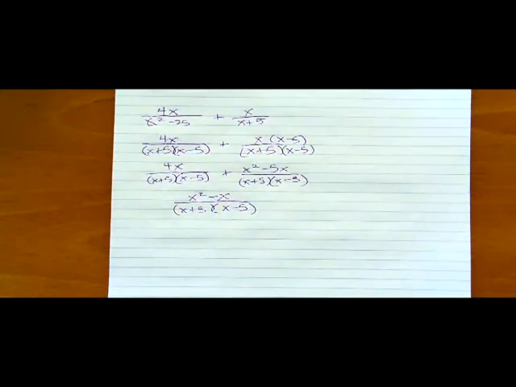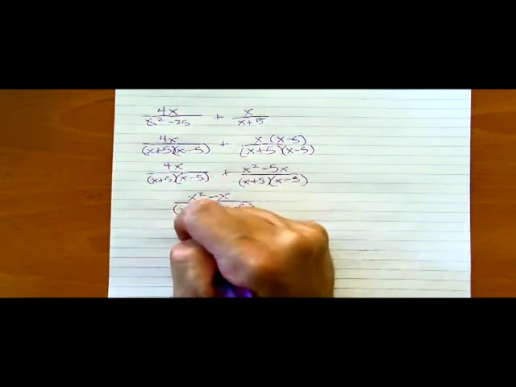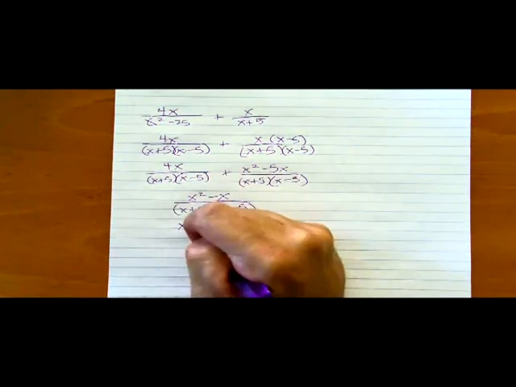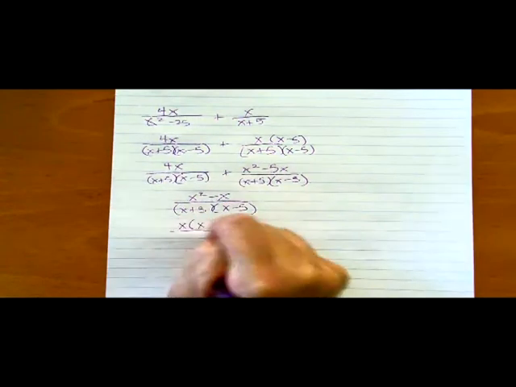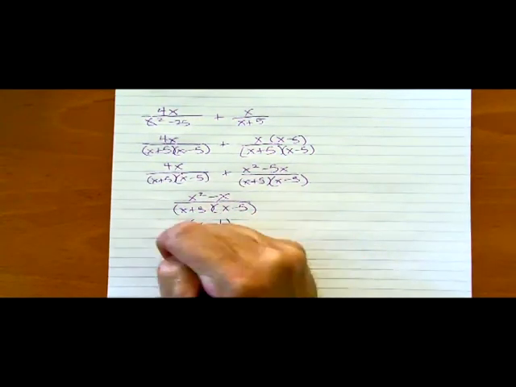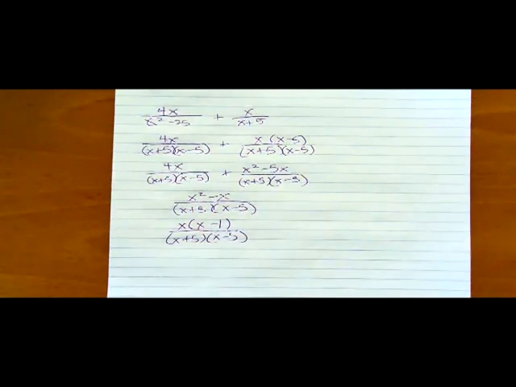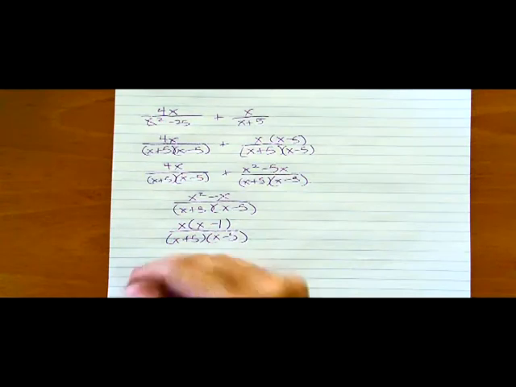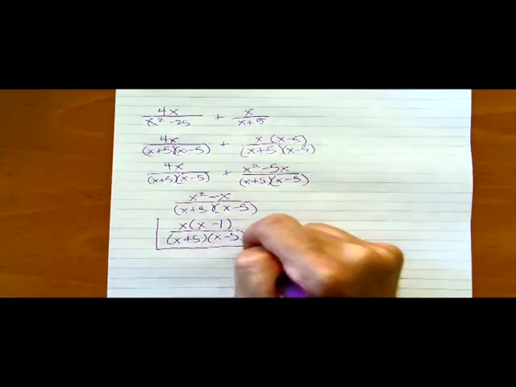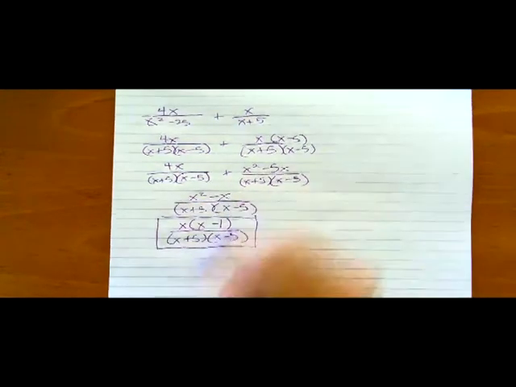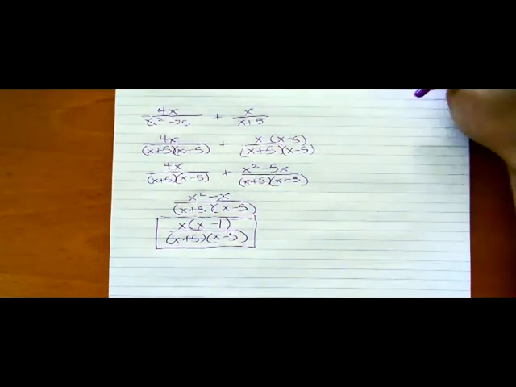Can we go further in the numerator? They have an x in common. Can we cancel anything? This is it. There's nothing left to do. It's completely factored. There's no factors that we can cancel. This would be the answer for what we started with.